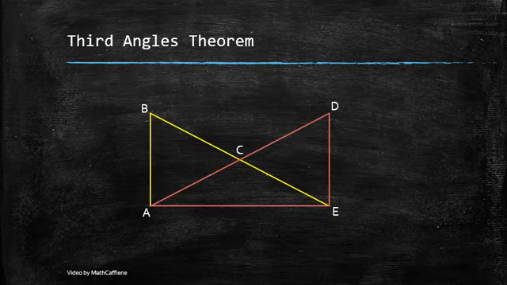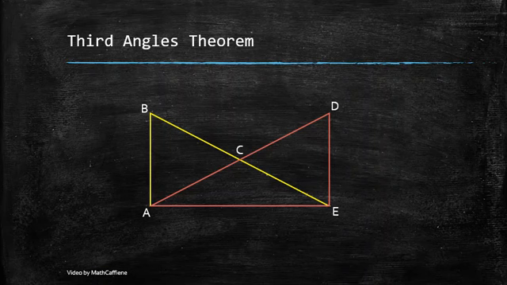The third angle theorem is also introduced in this section. It is explained more in depth in the theorems video. The third angle theorem states that if two angles of one triangle are congruent to the two corresponding angles of another triangle, then their third angles are congruent.